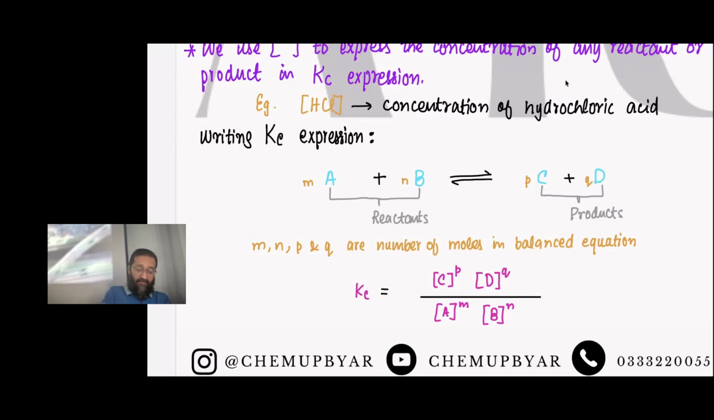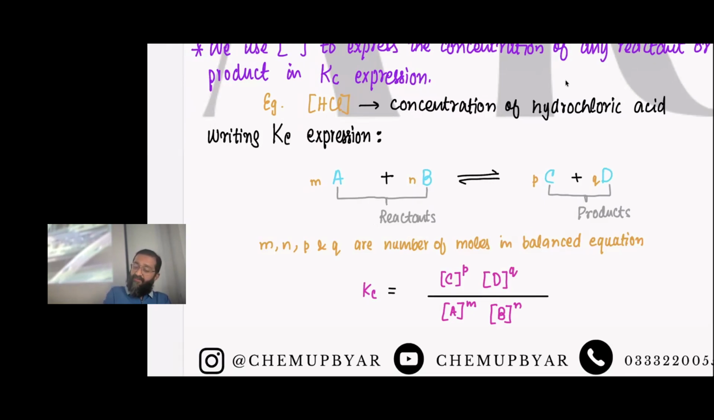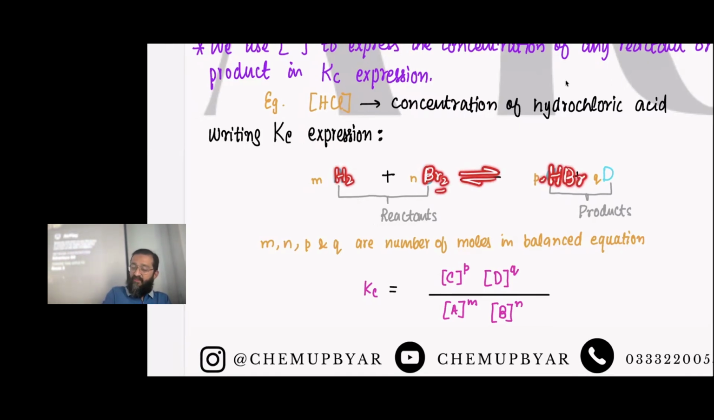For example, let's assume we have hydrogen gas reacting with bromine gas, and let's assume over here we got the reversible arrow, and over here we get HBr. So if I balance this equation, as there are 2 and 2, so I need to put 2 over here. So if I make the Kc expression out of this, it is going to be concentration of HBr squared upon concentration of hydrogen times concentration of bromine. Is this clear?